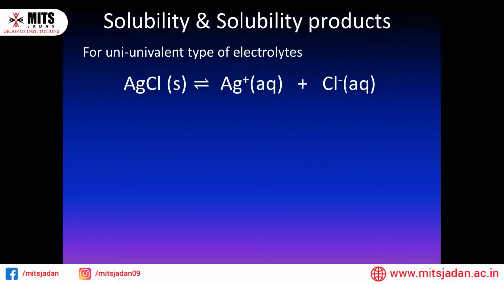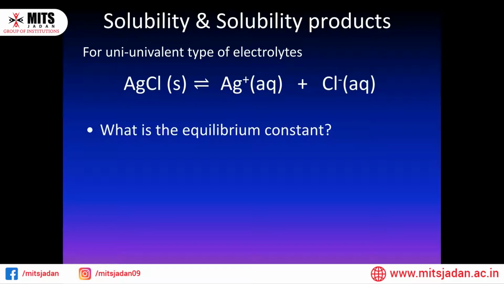First of all, we will calculate the value of solubility and solubility product constant for uni-univalent type of electrolyte. We take here the simplest example of silver chloride, that is a uni-univalent type of electrolyte because the oxidation number of both silver ion and chloride ion is +1 and -1 respectively. At equilibrium condition, AgCl, silver chloride, dissociates to give silver ion and chloride ion in the aqueous medium.